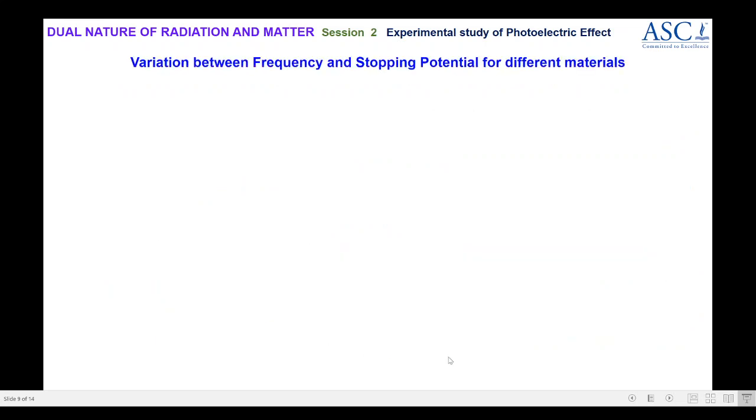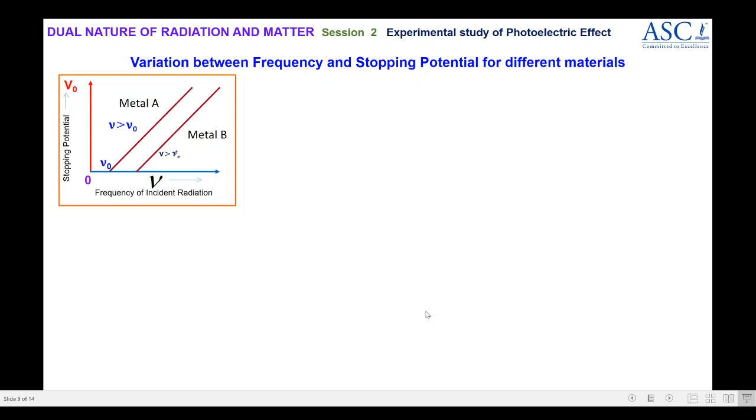Now for the next observation, the variation between frequency and stopping potential for different materials. Now if we consider two different materials as depicted in the graph, metal A and metal B, these two are two different metals. Now the graph is between frequency of incident radiation and stopping potential. As you have already learned, both are directly related, frequency of incident radiation and stopping potential. As the frequency increases, stopping potential also increases.